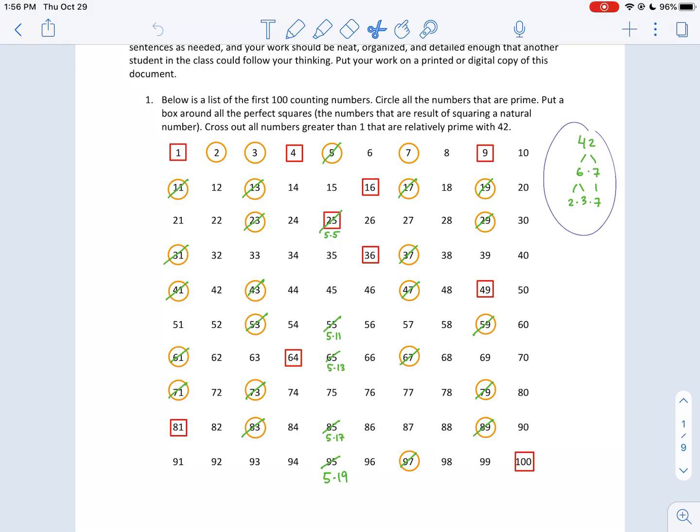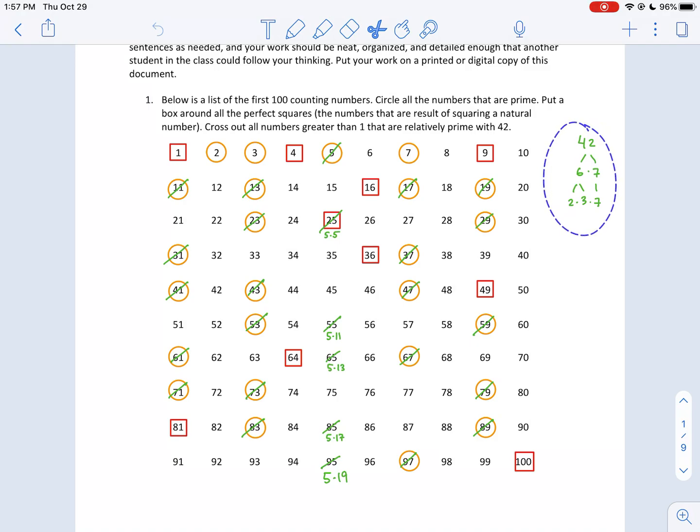Okay, so I factored 42 over here, and 42 is equal to 2 times 3 times 7. So all multiples of 2, in other words, all even numbers, are not going to be co-prime with 42 because they have a shared prime factor of 2. So you should cross out no even numbers. Also, all multiples of 3 you should not cross out, and also all multiples of 7 you should not cross out.